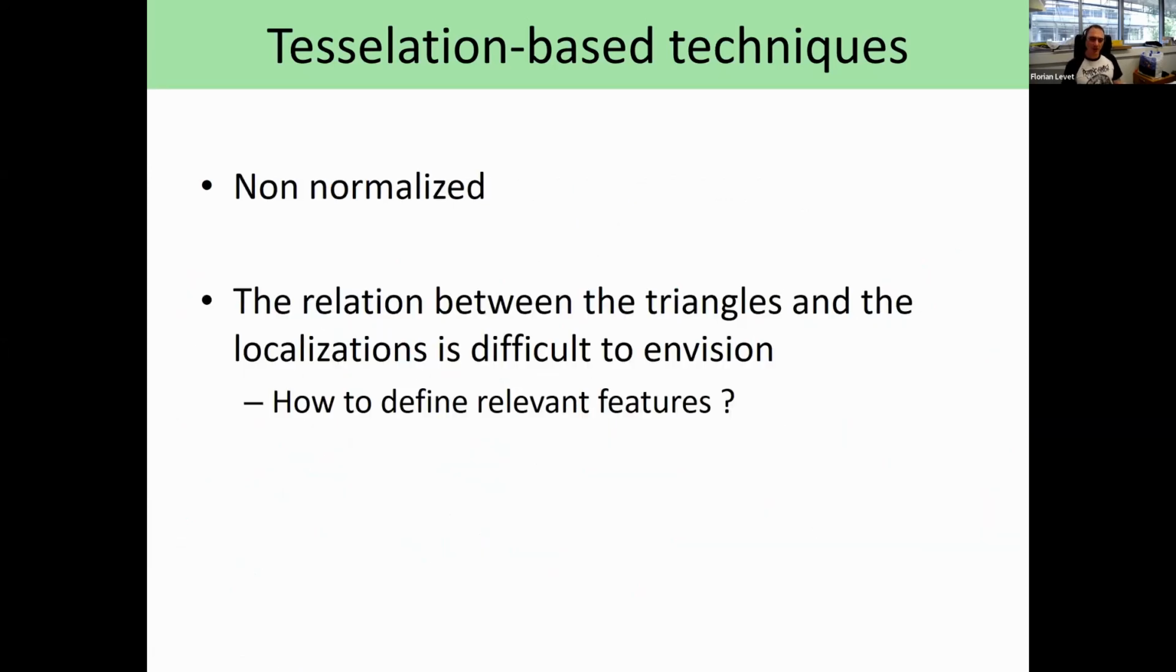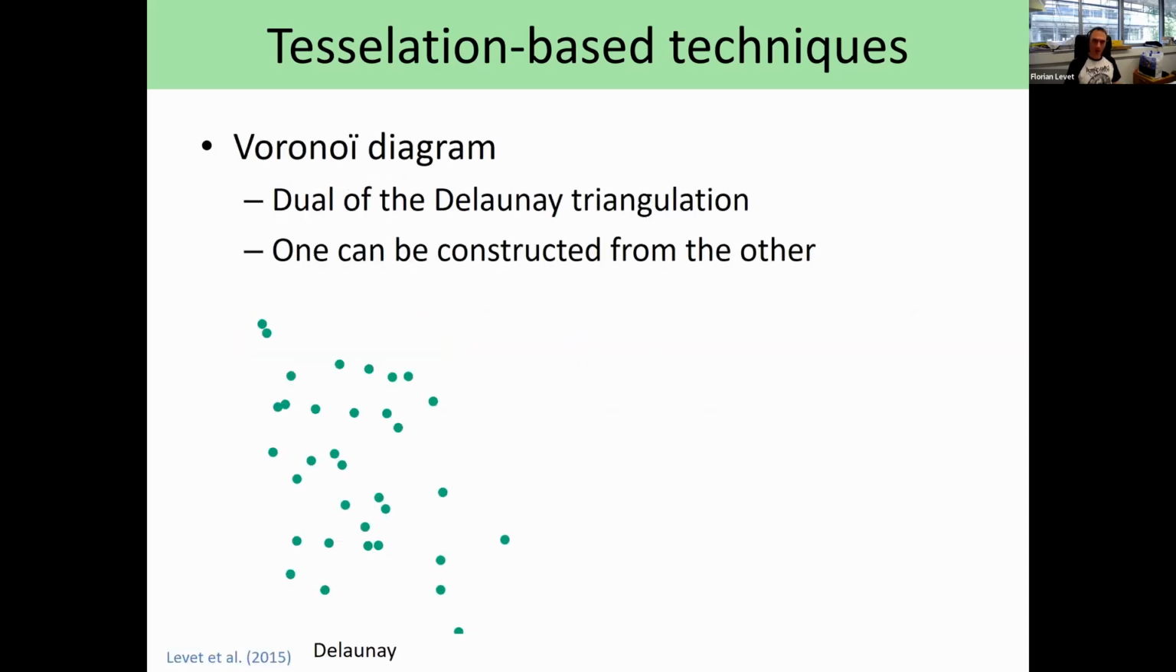Again, as I said, it's not normalized, which is still a problem. And besides, the relation between the triangles and the localizations is difficult to envision because one triangle links three localizations. So how can you use the triangle in order to add relevant features to the localization and use these features to do the segmentation? This is not easy to envision. And so what we decided to use in the team is a Voronoi diagram.